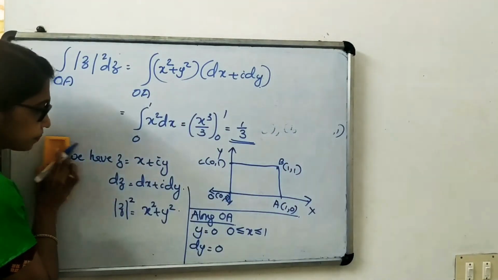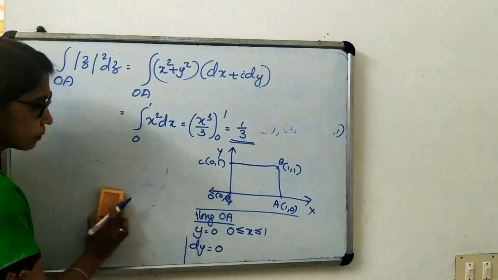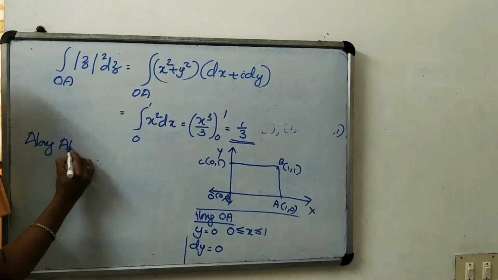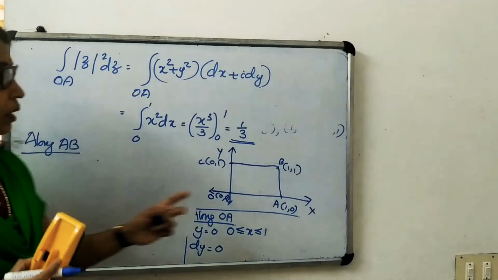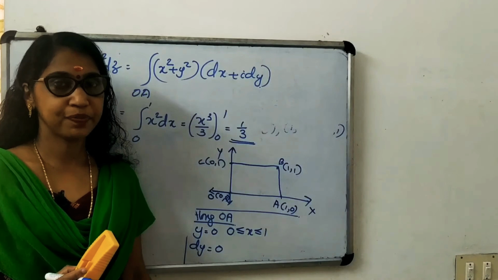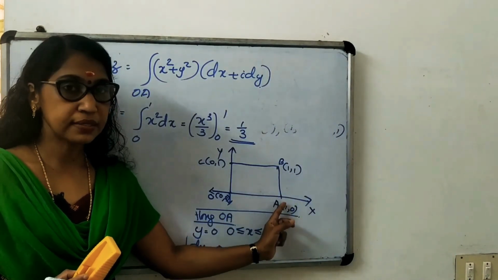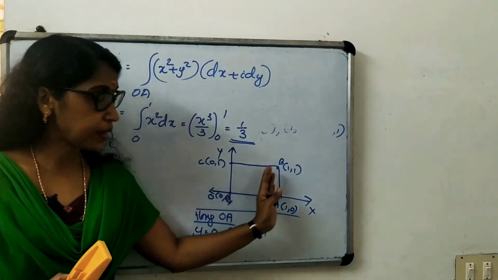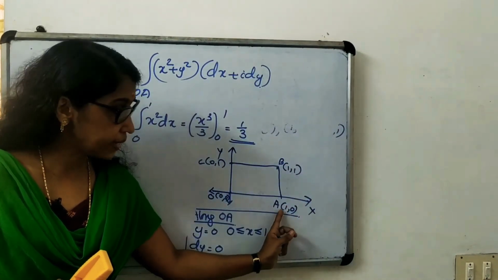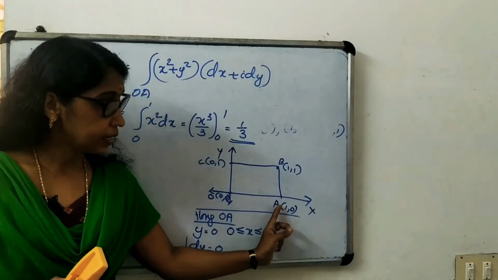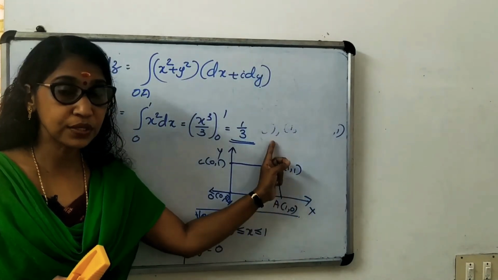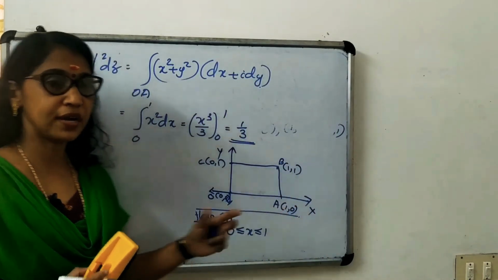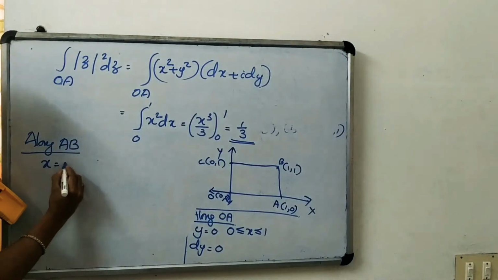Okay, now along AB, what is the equation of AB? AB is a line passing through the point x equal to 1, that is parallel to the y axis. Here x is a constant, x equal to 1. Here x equal to 1, here also x equal to 1. So this is the line x equal to 1. So the equation of AB is x equal to 1.